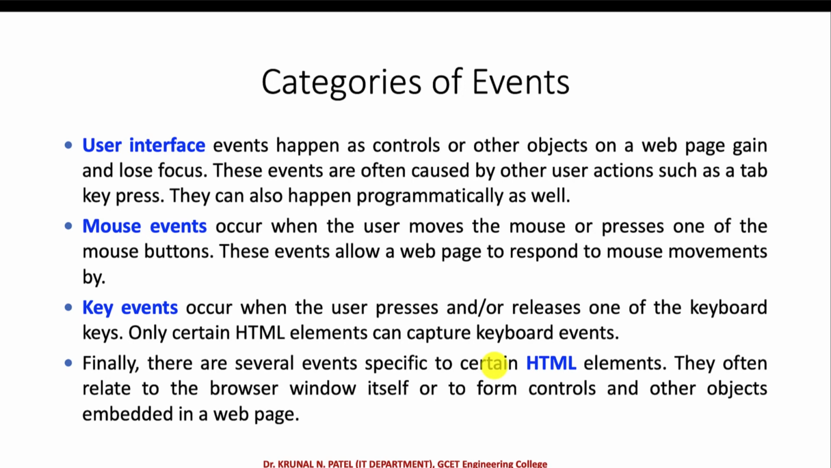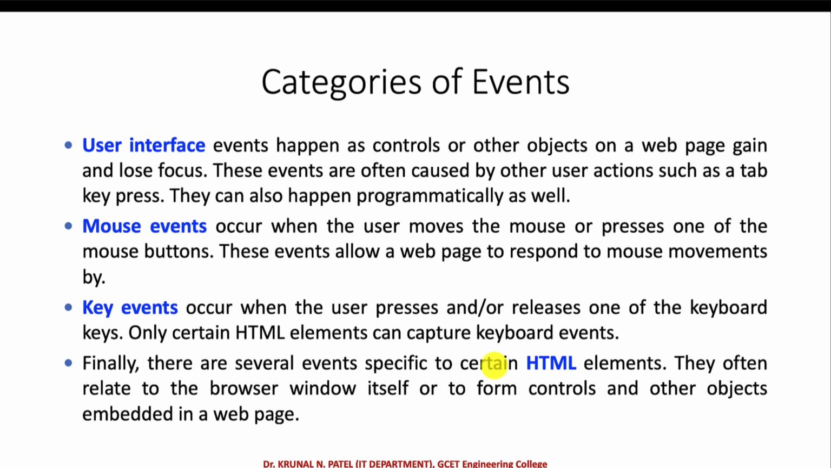So let's discuss examples of these events. First of all, user interface events. These happen as controls or other objects on a web page gain and lose focus, right? These events are often caused by other user actions such as a tab key press. They can also happen programmatically. So whenever I click on a text box, it gets focus, so a focus event will occur. When I come out of that text box and click anywhere in the form, that is known as the blur event, right? These events occur with user interactions, so they come under user interface events.